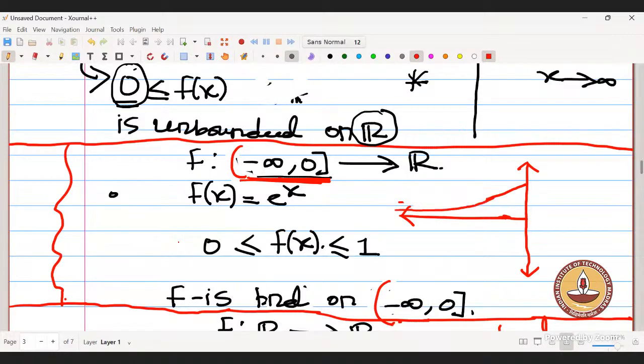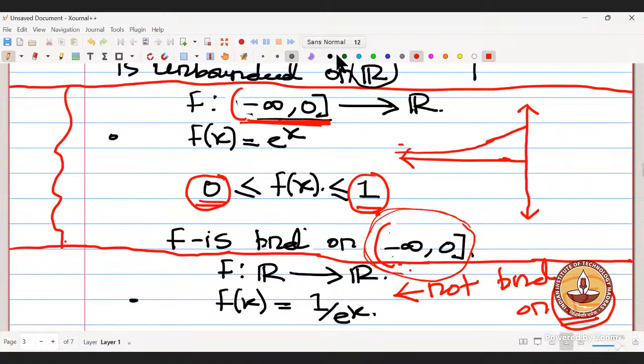Precisely, I'll get a graph like this, right? So now with respect to this domain, the value of the function is precisely in between 0 to 1. So I have a lower bound as well as an upper bound. So with respect to this domain, it is bounded. That's why I have written f is bounded on this interval. The only reason I am writing this is because this is the domain of the function.